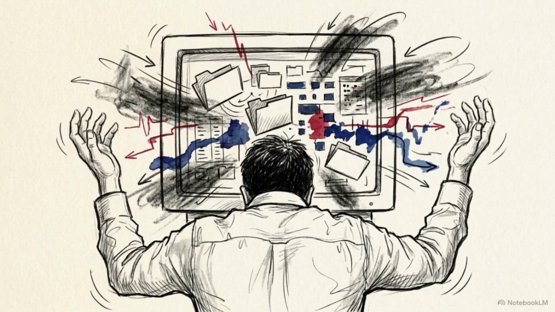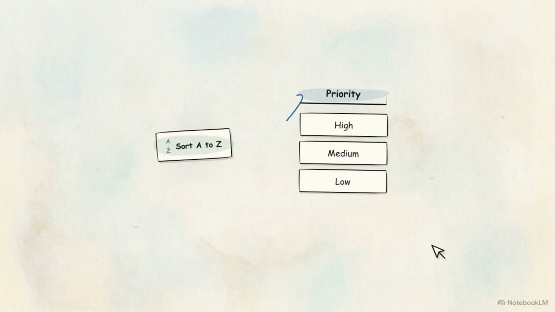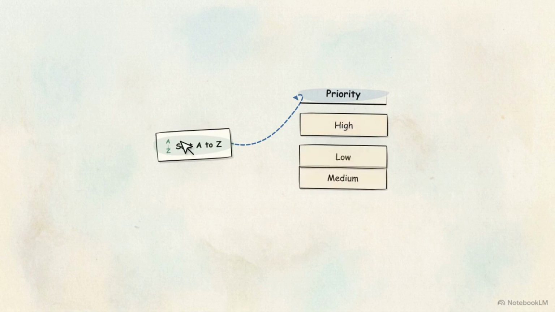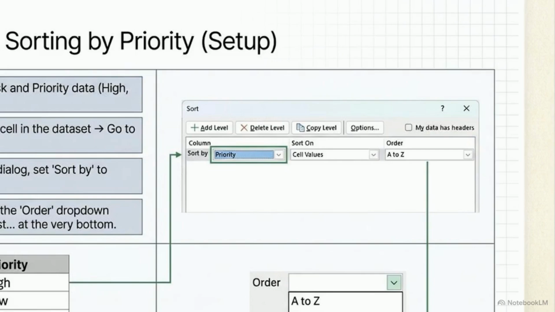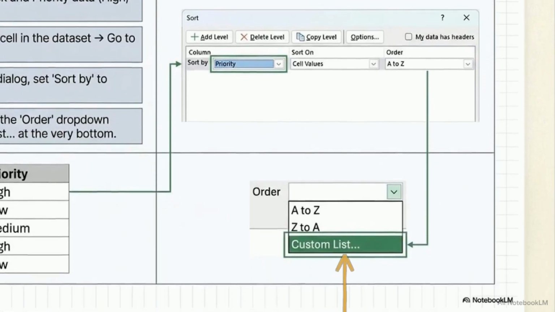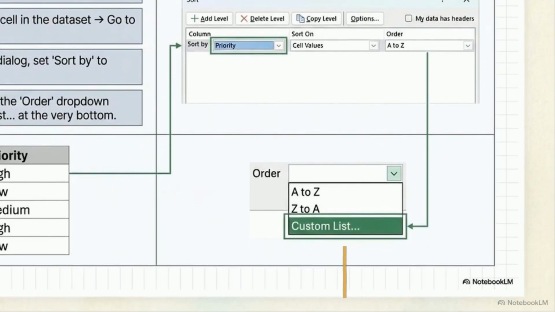Sometimes standard alphabetic logic produces the wrong result. If you track project priorities as high, medium, and low, sorting A to Z places high first, low second, and medium at the very bottom. This brings us to Level 3. Look closely at the drop-down menu in this sort window. At the very bottom is an option called Custom List, which lets you override the standard alphabet entirely.